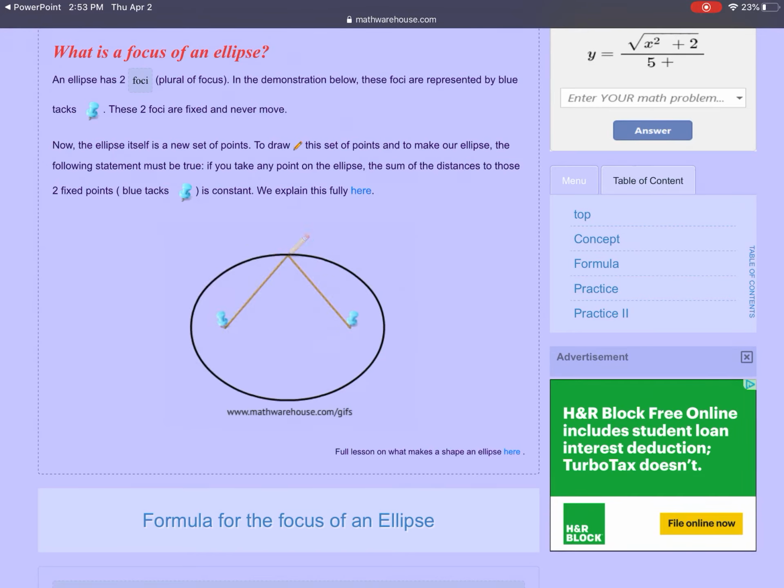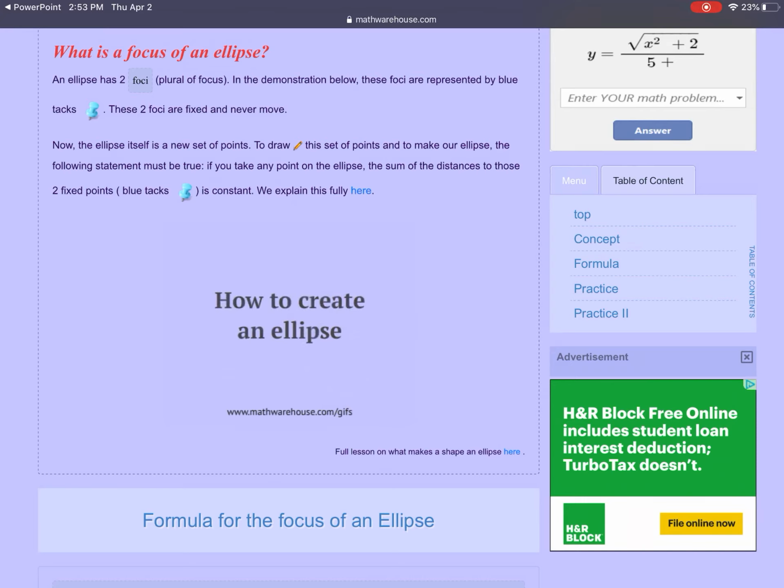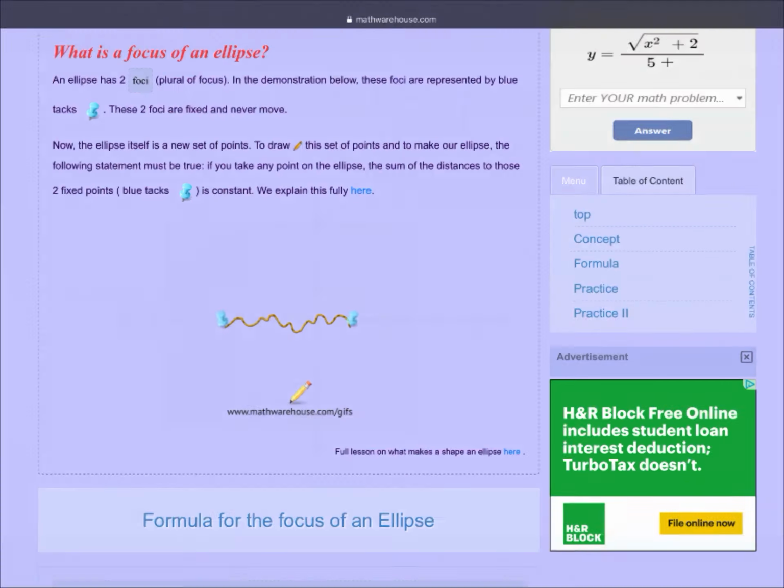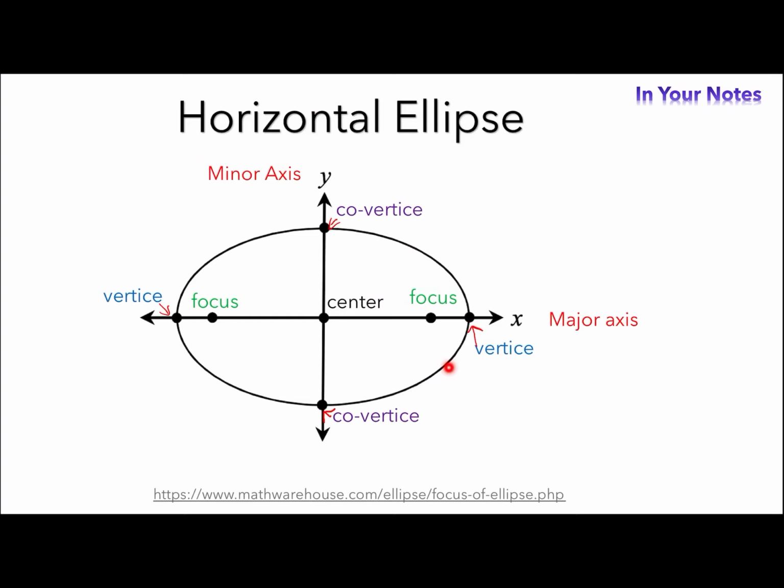So once again, your foci are those blue tacks right there. And they're always going to be on your major axis and inside of the vertices, okay? All right, so there is a formula to find where the focus is on the axis, and it's found by doing c squared is equal to a squared minus b squared.